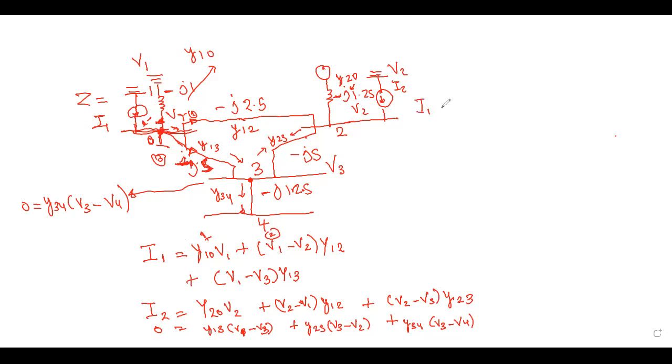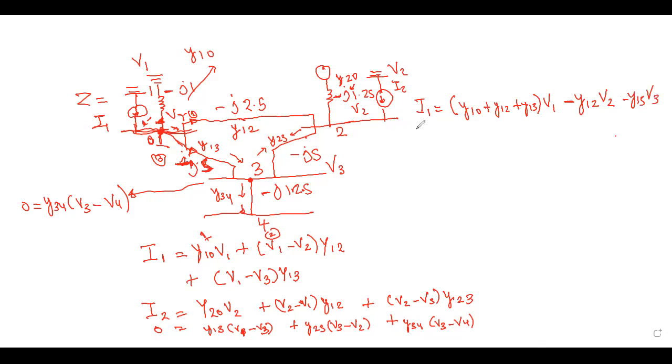I1 would be equal to whatever the values that are associated with V1, we will segregate. What is the value associated with V1? Y10 is associated with V1, then Y12 into V1, then Y13 into V1. So I will take common V1 out and write those equations: Y10 plus Y12 plus Y13 into V1, right? Then whatever things are associated with V2, I will write. Only you see minus Y12 V2. Then you have minus Y13 V3, right? On similar grounds, I will do this.